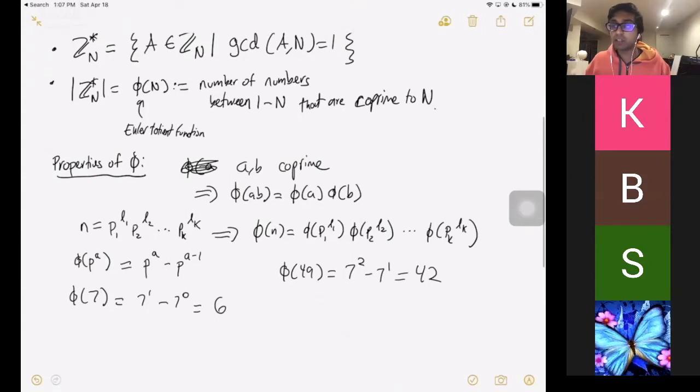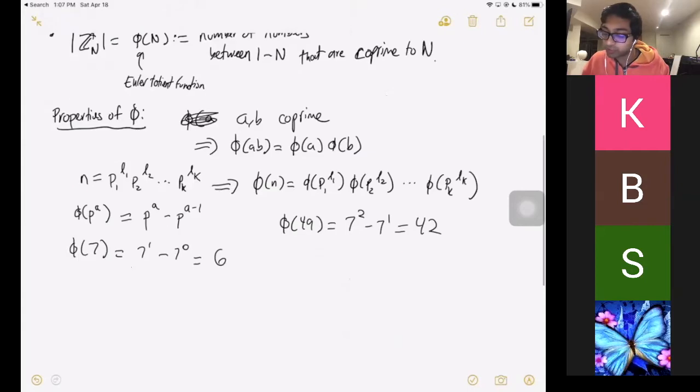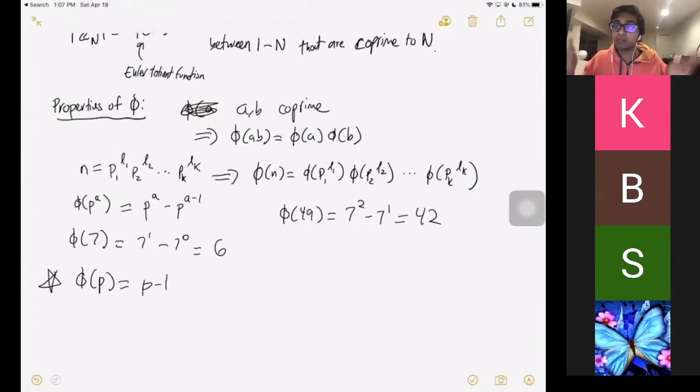Now, specifically for 251, there are two things that are very important to know about this phi function. The first is that phi of p for any prime is equal to p minus 1. Because if you think about it, how many numbers between 1 and p are coprime to p? It's every single number 1, 2, 3, 4, all the way to p minus 1. They're all coprime to p.